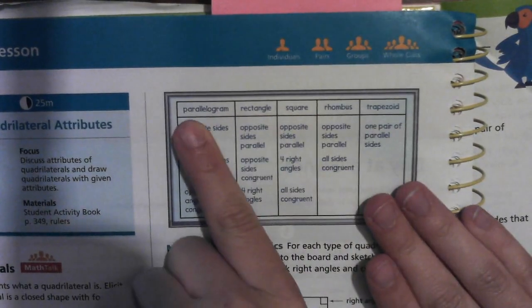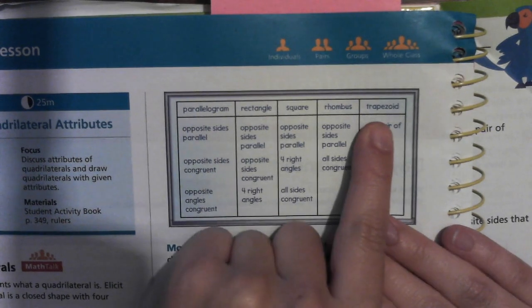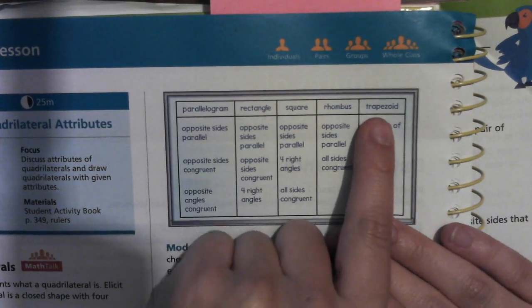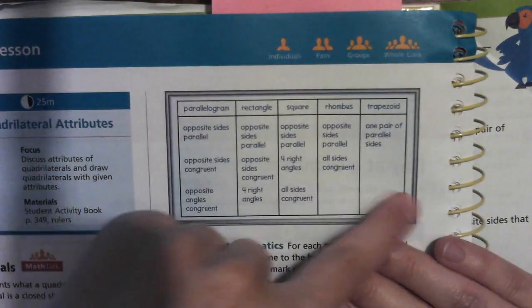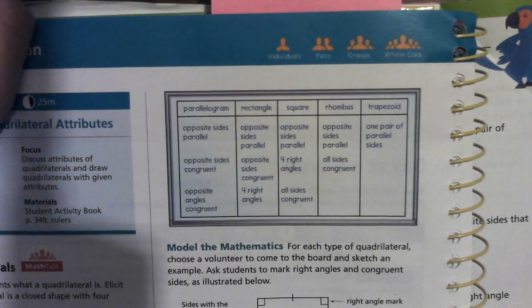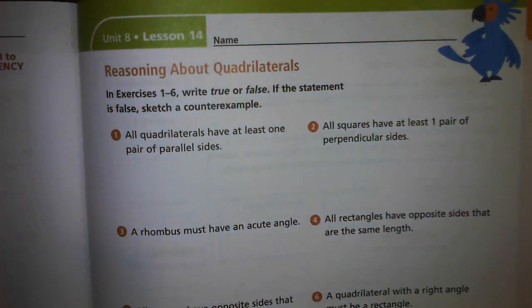All of these figures, a parallelogram, a rectangle, a square, a rhombus, and a trapezoid, can be drawn many different ways as long as they have these attributes. Okay? I find this to be helpful. So if you want to pause that and refer back to it for your homework, that would be great. All right. Now, moving forward, let me turn this on.